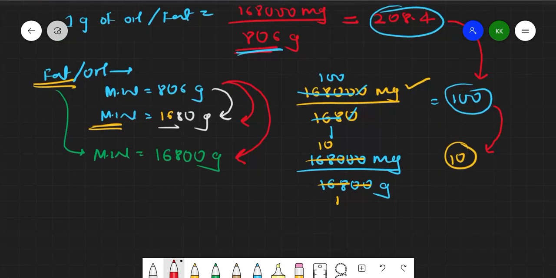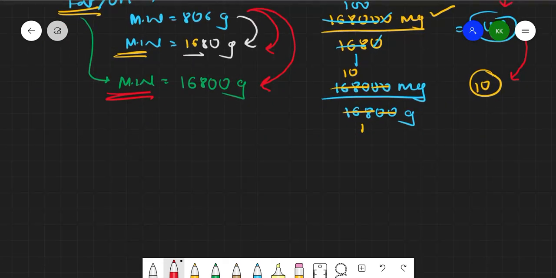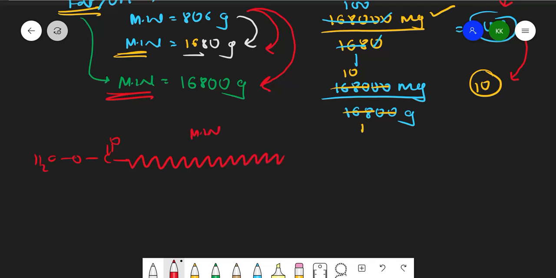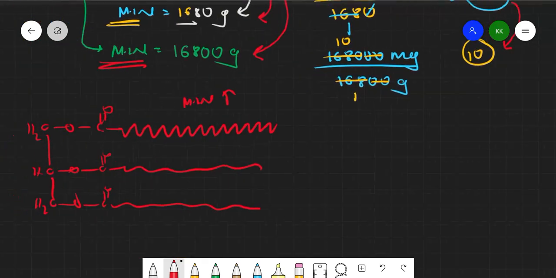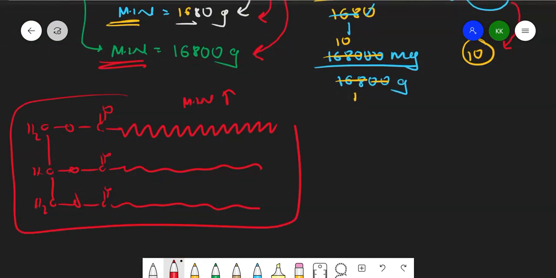So how will I increase the molecular weight of fat? Nothing, just CH2O, CO is there, right? CO, here R group, here I will take a big R group. If I take a big group, its molecular weight will be increased, right? Whenever I increase the molecular weight of this fat and oil, you will see that its saponification value keeps on decreasing. So from that saponification value, you can tell the molecular weight of this fat and oil.